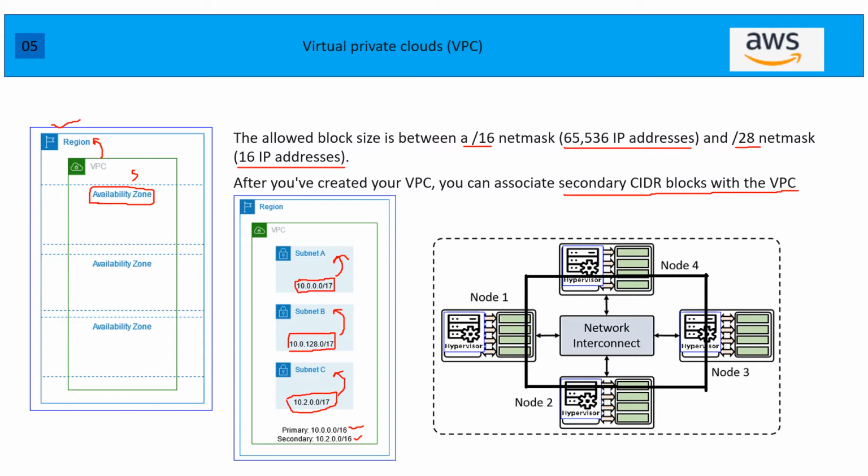And how do these nodes talk to each other? So let's try to understand. My node 1, node 2, node 3, node 4. Those are physical nodes. On top of that, providers are going to run the hypervisor. And under that hypervisor, you are going to have your VMs running.